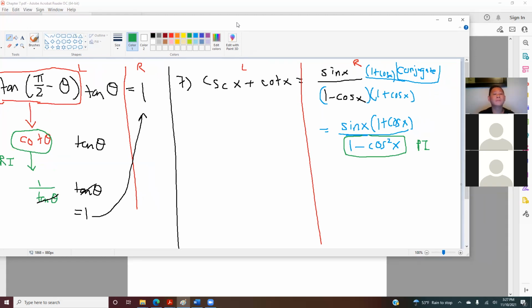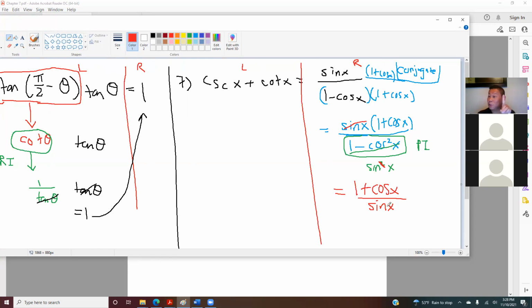One minus cosine square x is sine square x. And what can we do with this sine and the sine square here? Well, this is a factor. You can cancel that. Since that's why I don't want to distribute, because it's a real factor. So this is cancelled, but for this sine square, you cancel only one of the powers. So what we are left with in this case is 1 plus cosine x over sine x, because the square becomes 1.